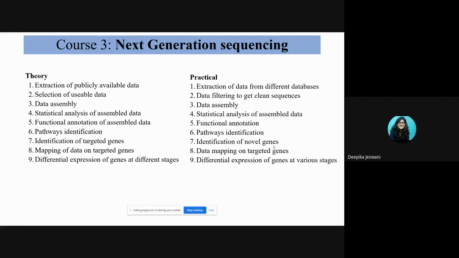So basically, what is the difference between big data analysis and data analysis? And data analysis, what we do in case of bioinformatics or next generation sequencing, is it different from the data analysis which we do using different programming languages like R, Python?